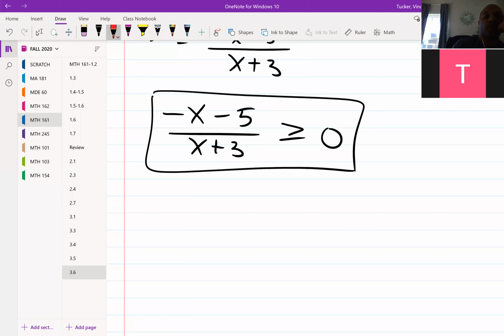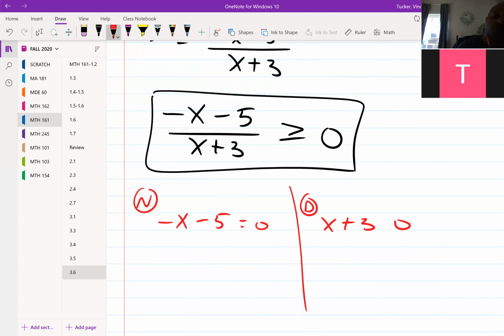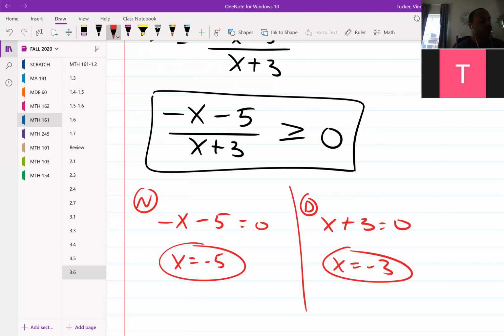So just like before, we set each piece equal to 0, numerator and denominator. So it's negative x minus 5 equal to 0. Denominator is x plus 3, so that's equal to 0. So x is going to be equal to negative 5, and then x will be equal to negative 3.